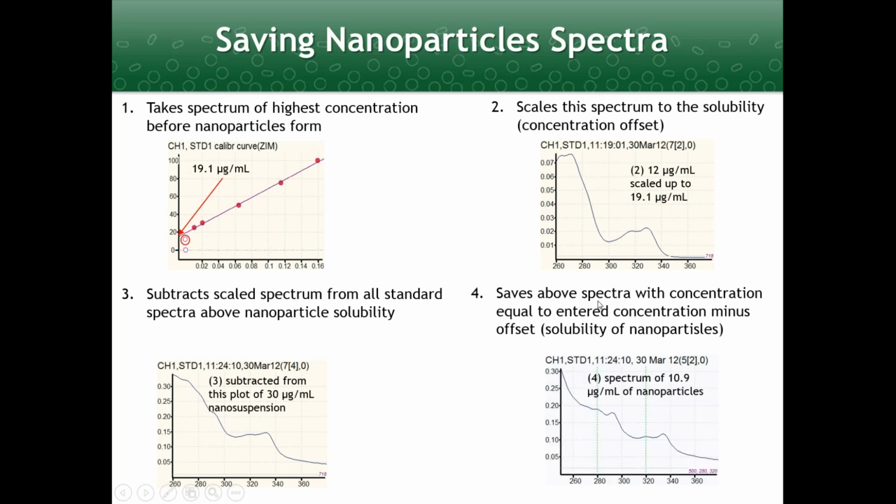And then we save all the above spectra with concentration equal to the entered concentration minus this offset, which in this example was 19.1 microgram per milliliter. So for example, if the load was 30 microgram per milliliter, then this will be a standard of nanoparticles at 10.9 microgram per milliliter, which is 30 minus 19.1.